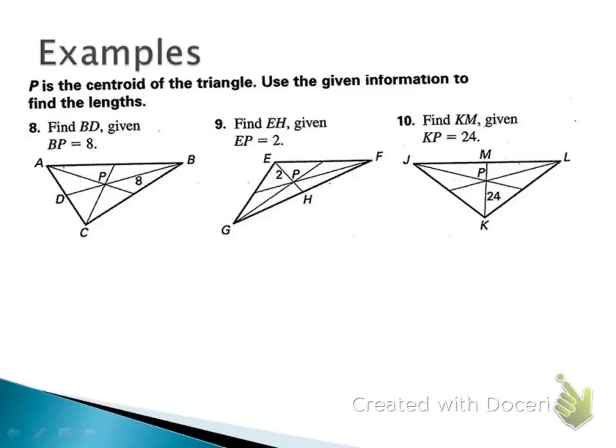Alright, so now we have to be a little more careful to see what they gave us and what they're actually asking for. So in this first one, number 8, they give us PB. So that's the longer segment. And they're asking us to find the whole thing. I'm going to call the whole thing W for whole thing. I know that 2/3 times the whole thing should give me the longer part. The longer part in this case is 8.